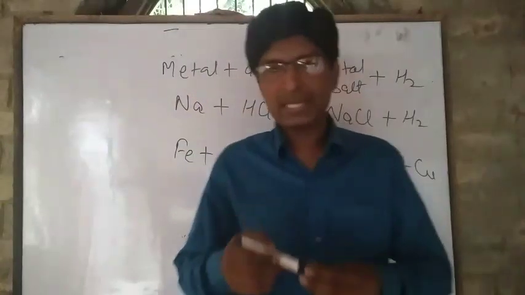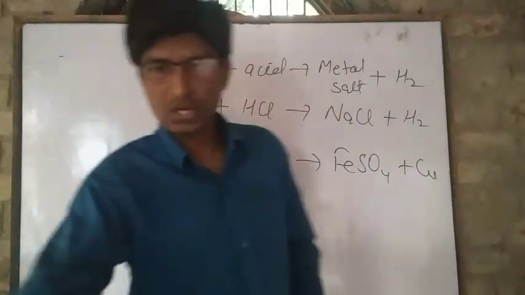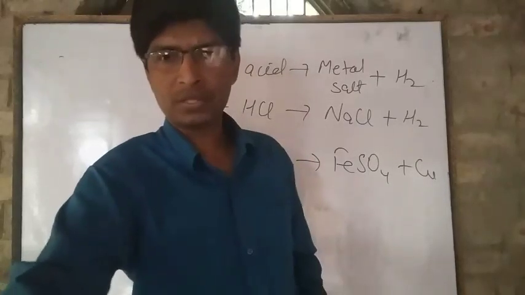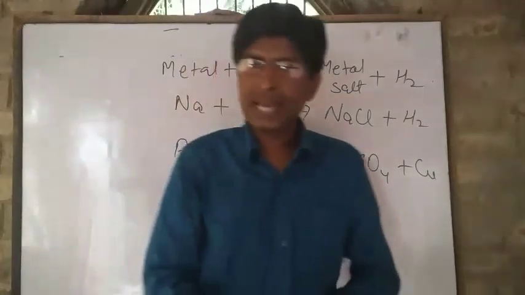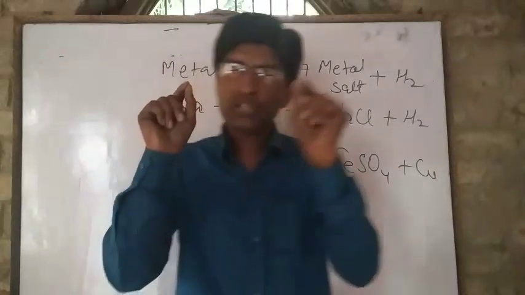So these are the main chemical properties of metals. Now we will discuss something about nonmetals. Here I would like to focus on amphoteric oxide.